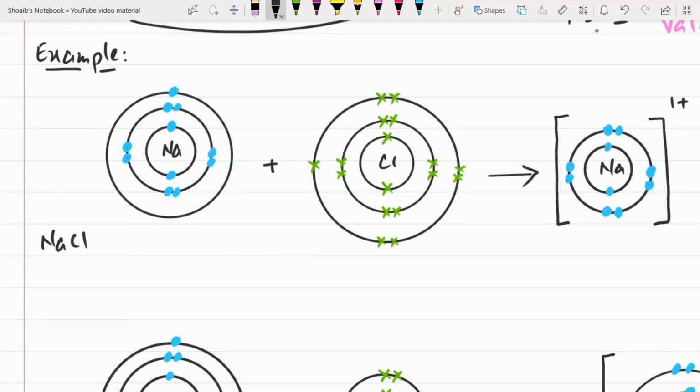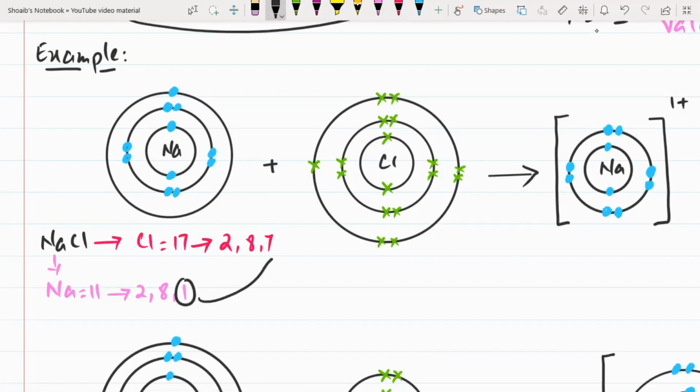Okay. Now let's start with an example of sodium chloride. For sodium, the atomic number is 11, so the electronic configuration is 2, 8, 1. For chlorine, the atomic number is 17, so the electrons are 2, 8, 7. Sodium loses an electron, and this electron goes to the chlorine.